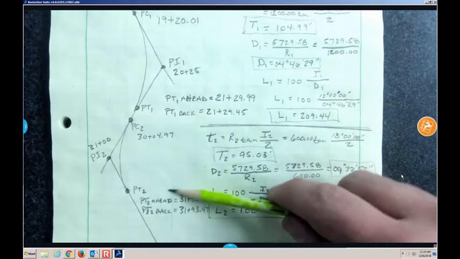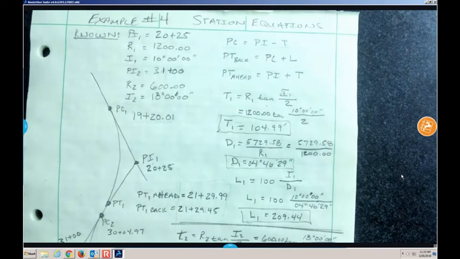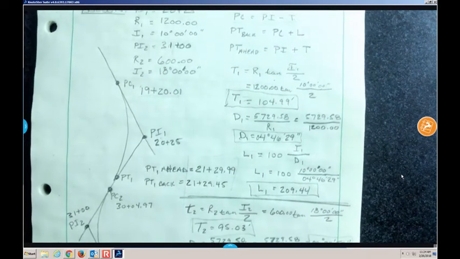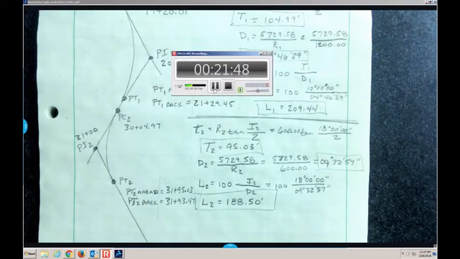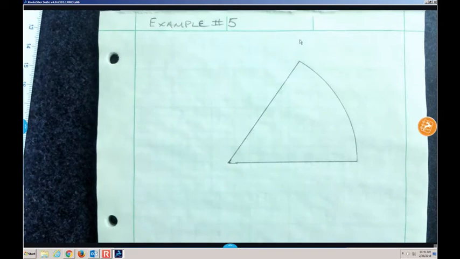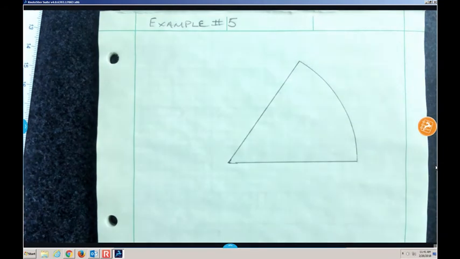I ask you in there if you can give me the ahead and backs. Okay? So that's example number 4 for station equations, which is also similar to number 5 on the homework. I'll give you guys a little bit of time to copy this down and we'll move on to the next one. All right, we'll get fired up on the next problem here. This will be example number 5. This is going to be similar to number 6 on homework.